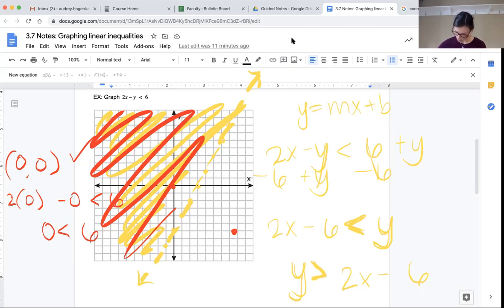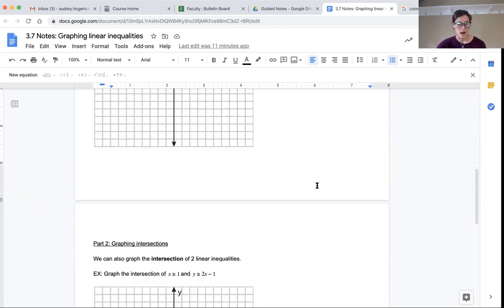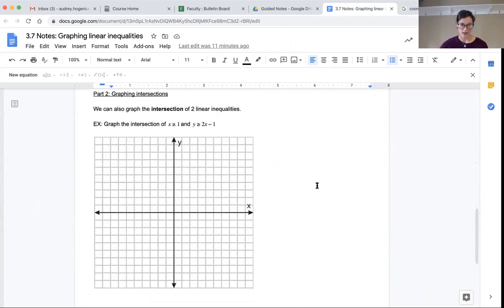The next quick thing we're going to do is graph intersections. So graph the intersection of two linear inequalities. So let's look at our example. We have graph the intersection of x is less than or equal to 1 and y is less than or equal to 2x minus 1. So first thing we have is x is less than or equal to 1.